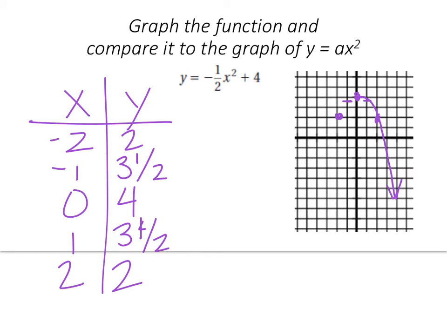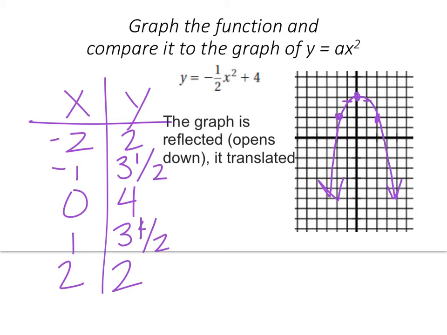Now, you guys should see and have known that this quadratic was going to open down because it was negative. Okay, and that's definitely something we're going to talk about right now when we're going to compare. So the first thing we're going to write is the graph is reflected, okay, which means it opens down. And then it translated 4 units up. And then with our -1/2, we do know the negative made it open down, but it also is wider than the parent graph.